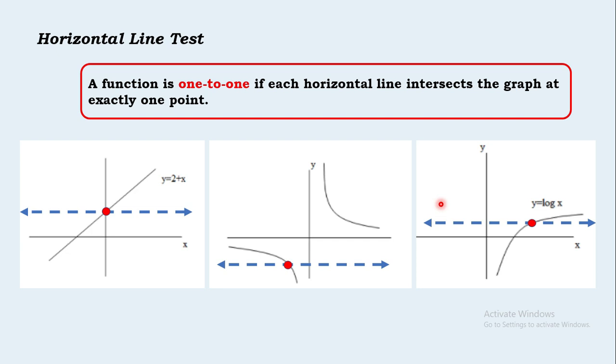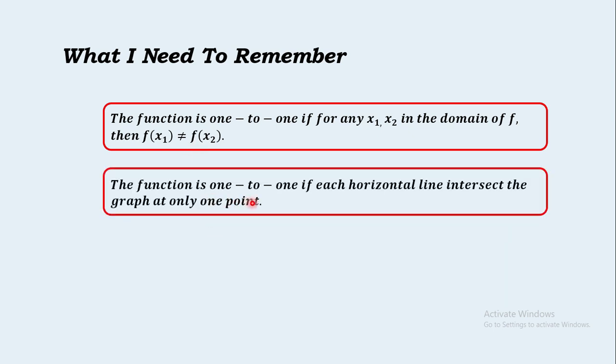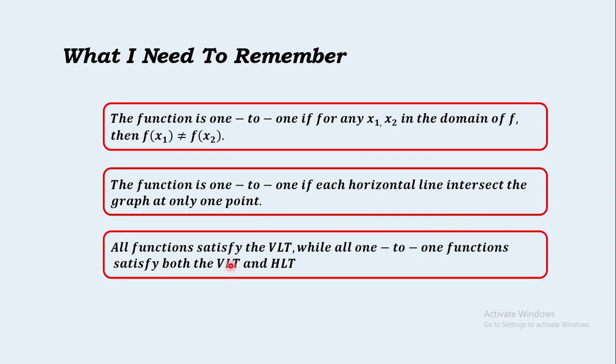We will just simply draw an imaginary line or a horizontal line across the graph, and if the horizontal line will cross the graph at exactly one point, therefore that is considered a one-to-one function. So to summarize, the function is one-to-one if for any x sub 1 and x sub 2 in the domain of f, then f of x sub 1 should not be equal to f of x sub 2. Another, the function is one-to-one if each horizontal line intersects the graph at exactly one point. And all functions satisfy the vertical line test, while all one-to-one functions will satisfy both the vertical line test and the horizontal line test.